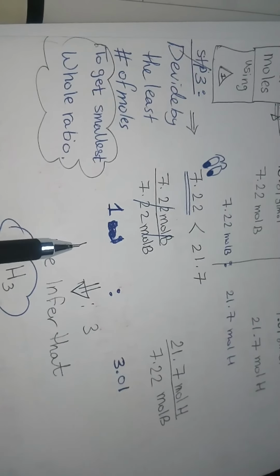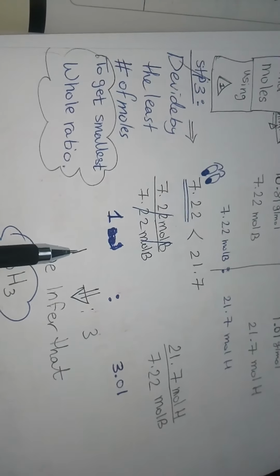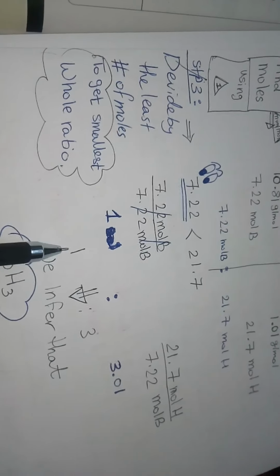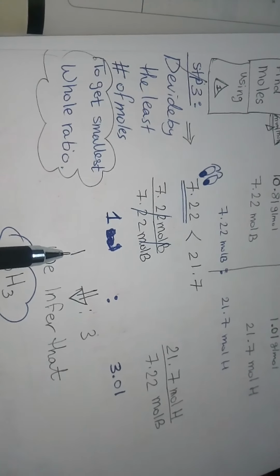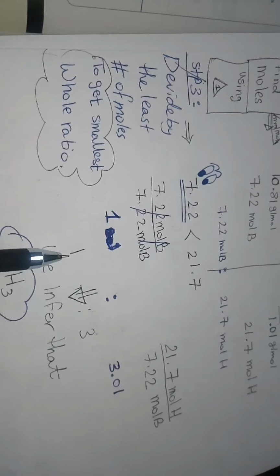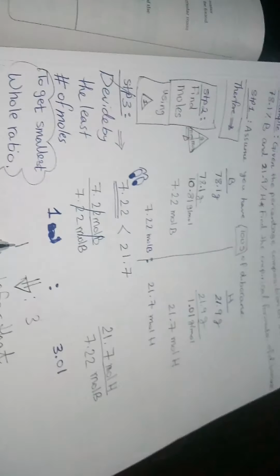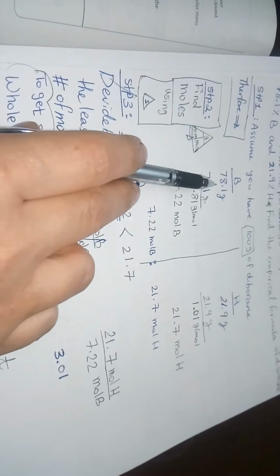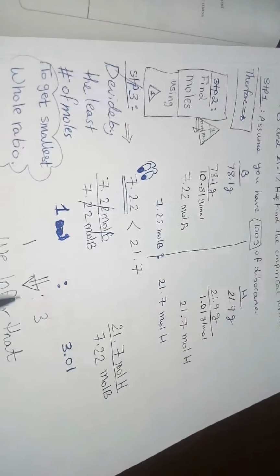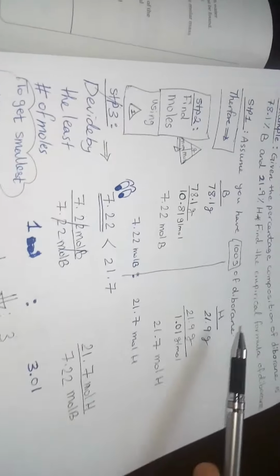That means I have one atom. Remember, in chemical formulas, the subscripts represent moles, when we're doing stoichiometry. So 1 to 3 means I have 1 boron and I have 3 hydrogens.